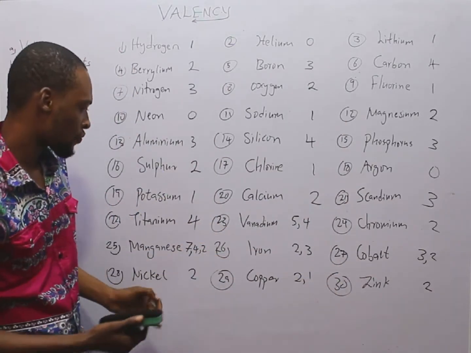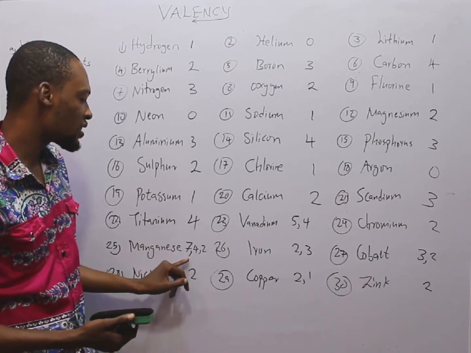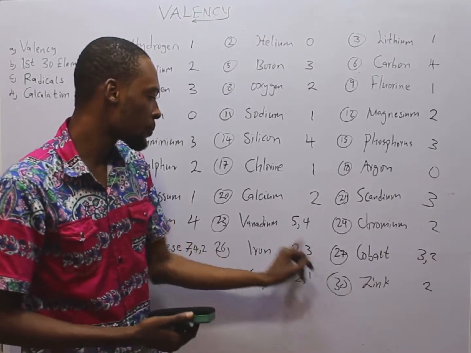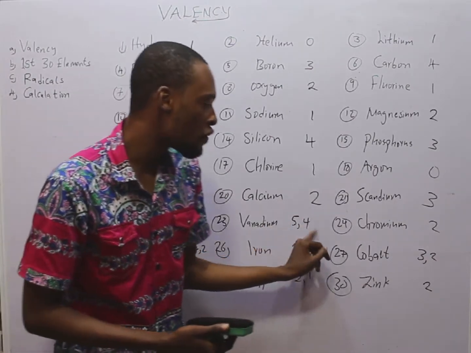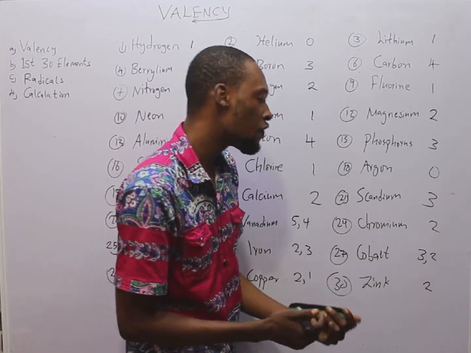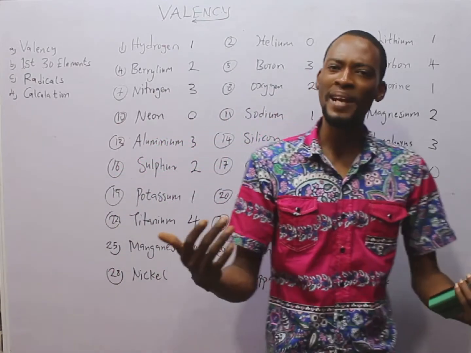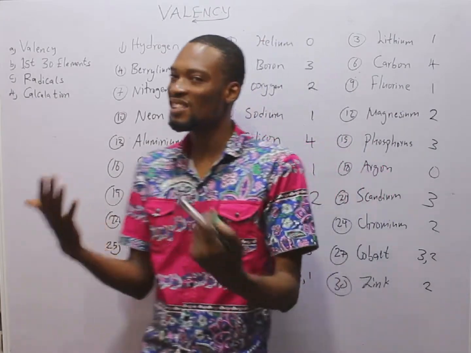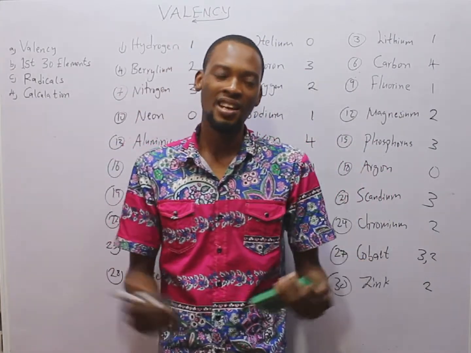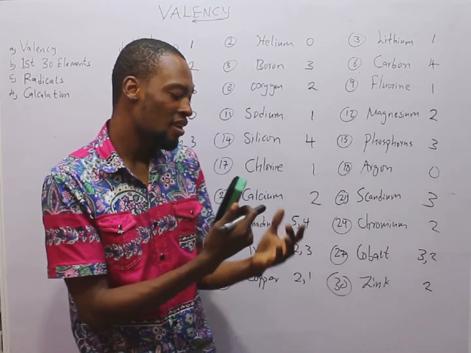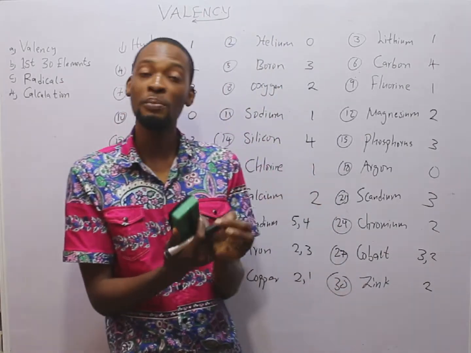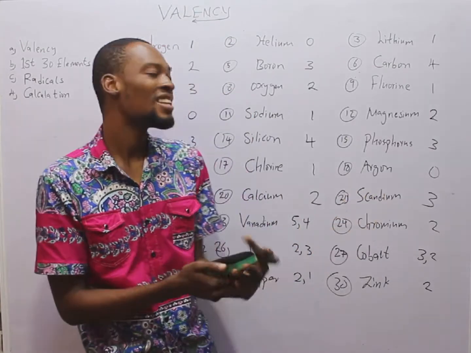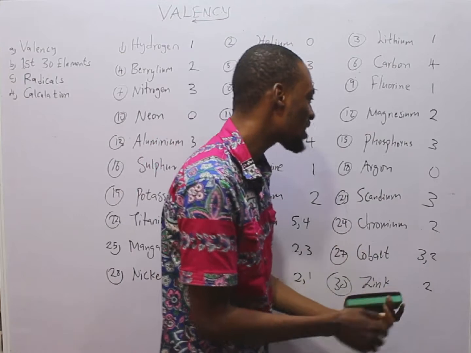If you notice something, manganese has a valency of 7, 4, and 2. Iron has a valency of 2 and 3. Vanadium has a valency of 5 and 4. And cobalt has a valency of 3 and 2. This implies that they have variable valencies or variable oxidation states. They are transition metals. The properties of transition metals are variable oxidation number, variable valencies, colored ions, and they form complex ions. These are transition metals.